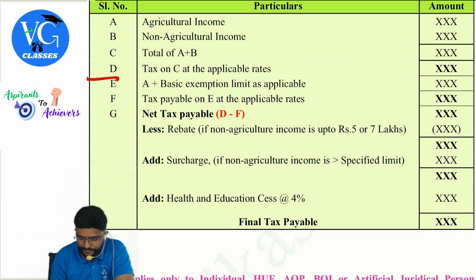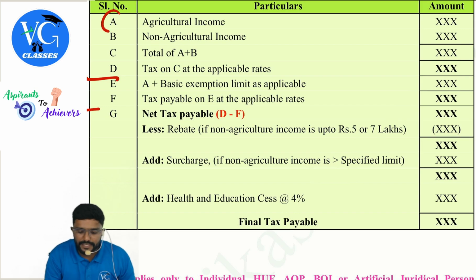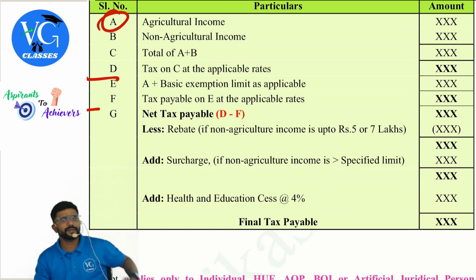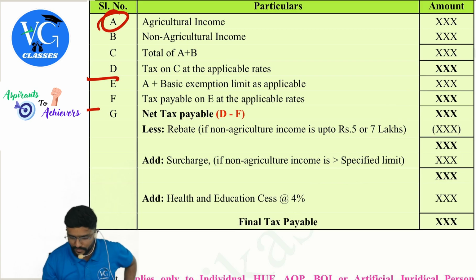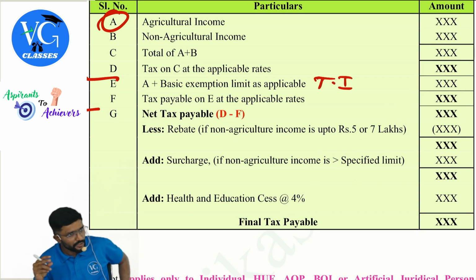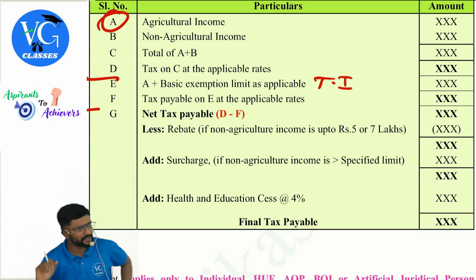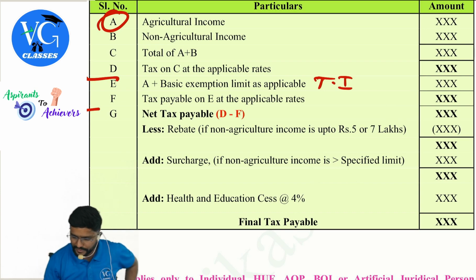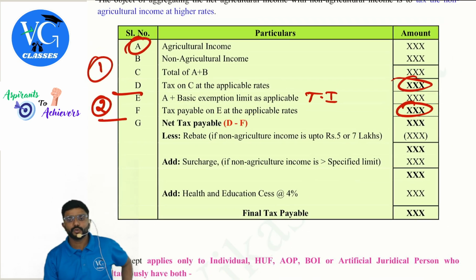Second step, sir. This one: add agriculture income plus basic exemption limit as applicable to the assessee under the respective scheme. Add up both. Assuming this is the total income of the assessee, calculate tax on it. What rates? Slab rates. Apply slab rate and calculate. Okay. We got one more tax figure now. So we have got two tax figures, guys.